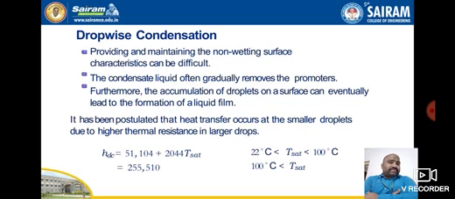Here heat transfer occurs through the smaller droplets, due to the higher thermal resistance in larger droplets. So the enthalpy for dropwise condensation is equal to 51,104 plus 2044 times T saturated temperature. Together the enthalpy of condensation is 2,55,510. Here the 22 degrees centigrade is less than the saturation temperature, and it is again less than 100 degrees centigrade.